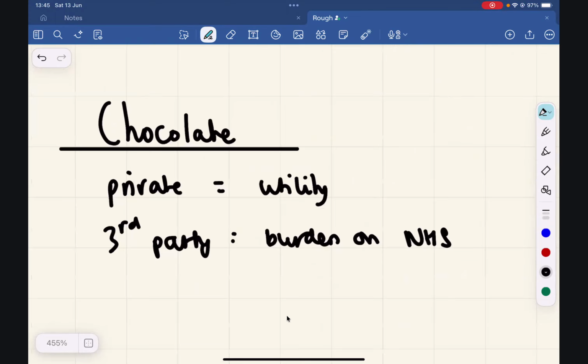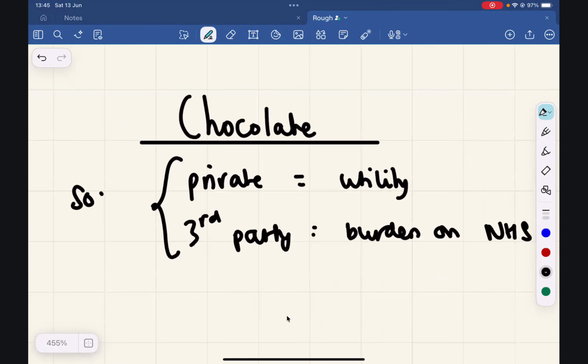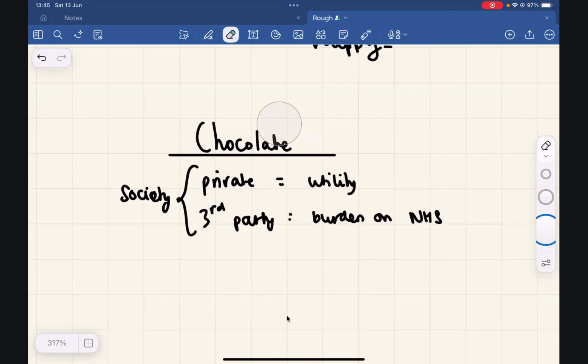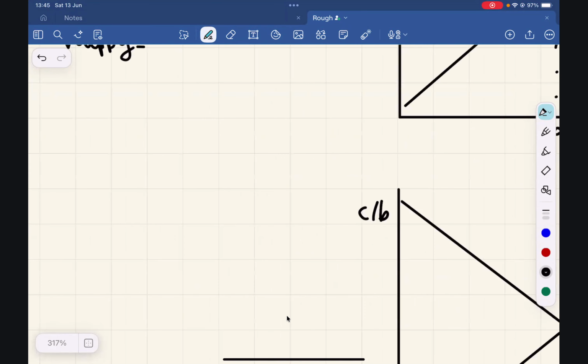So does overall utility just mean private benefit? Pretty much, yeah. And then if you take into account the private and the third party as a whole, you get society, right? Just remember, private is the buyer and the seller. The third party is anyone apart from the buyer or the seller.